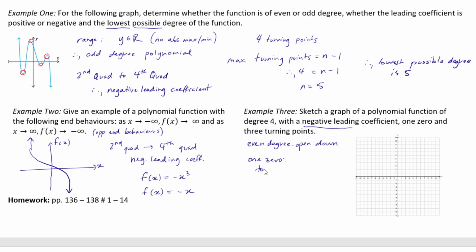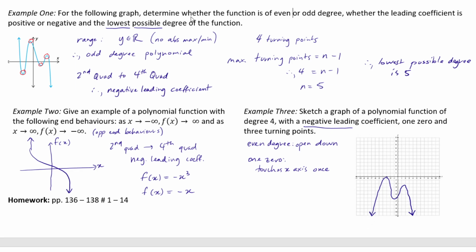So touches the x-axis once. And 3 turning points. Okay, so again, there's many options that you can do here. But what I'll do is I'll show you one example of this. So you could have it opening down, right? So it's going to go up to the x-axis, touch it, come back down, then go back up, not going to reach the x-axis, and then come back down.